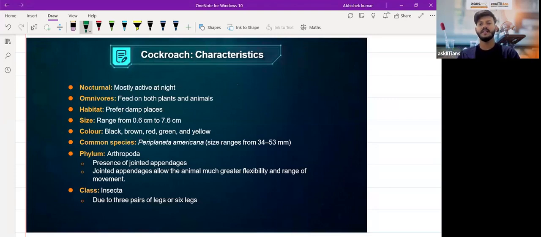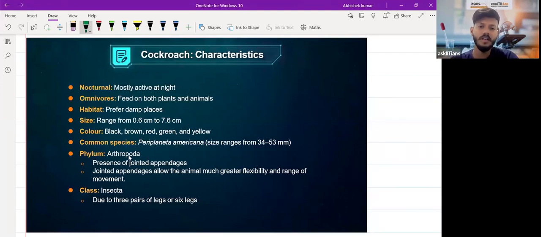You all must have seen cockroaches, right? They are mainly nocturnal, meaning they are active at night. If I talk about their feeding style, they feed on both plants and animals, which is why they are omnivorous. They prefer damp places and range from 0.6 centimeter to 7.6 centimeter in size. They are present in many colors: brown, black, red, green.